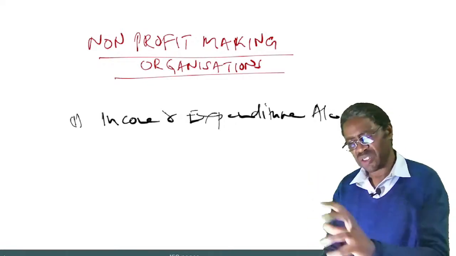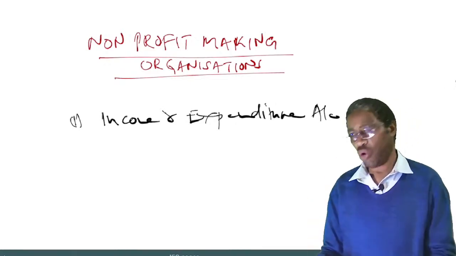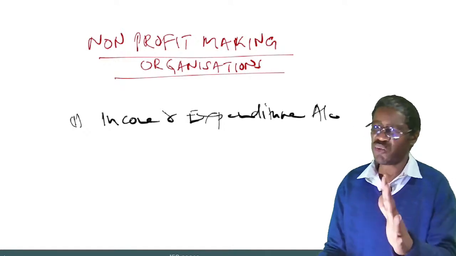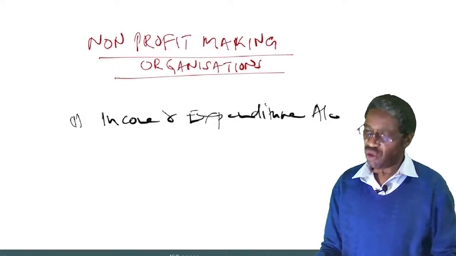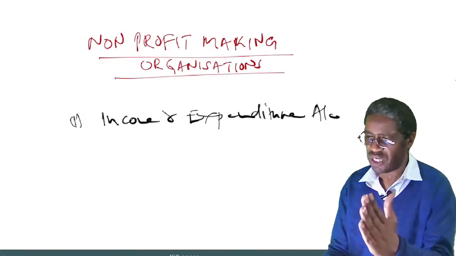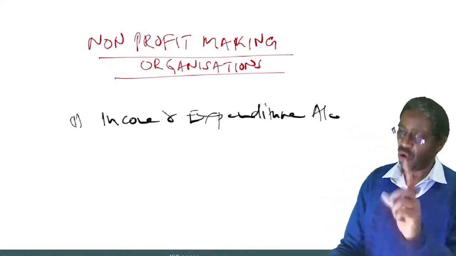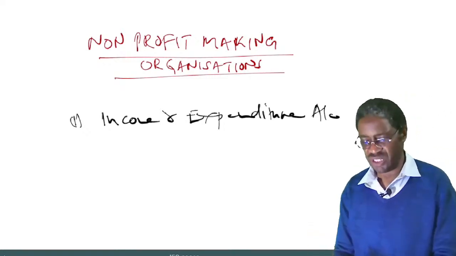For a normal business, you call the difference between your incomes and expenses net profit. For them, the difference between the incomes and the expenditures, we normally refer to it as either a surplus or a deficit. That's how we do it. We shall talk about it in details.